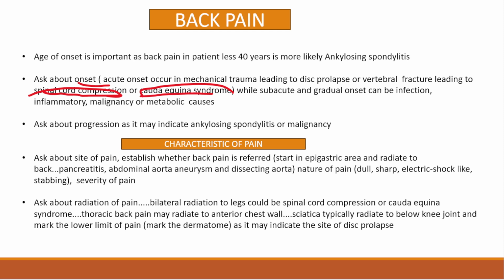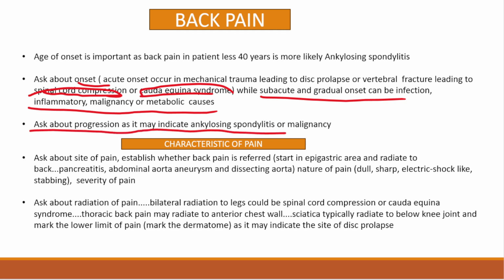If the presentation is subacute and gradual in onset, then we keep in mind infection, inflammation, malignancy, and some metabolic causes. Then we ask about the progression. Progressive disease occurs in ankylosing spondylitis and malignancy, either primary malignancy somewhere in the spine or secondary to the spine. Then, as usual, we will ask about the characteristics of the pain.